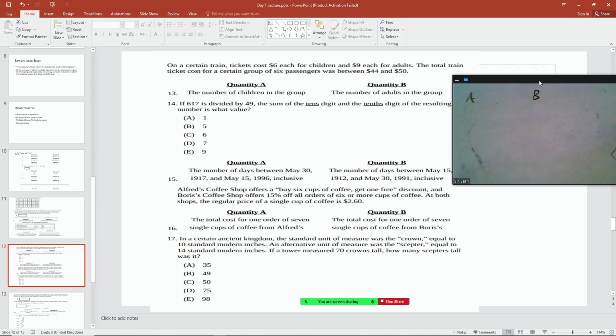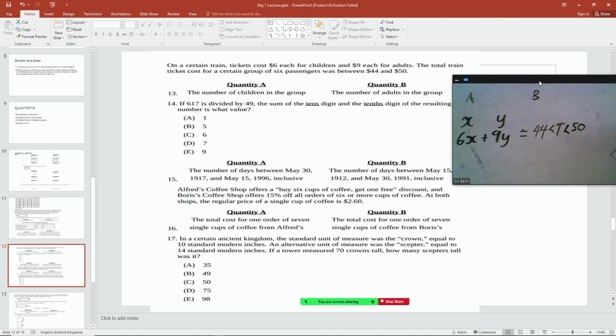Question 13: on a certain train, a ticket costs $6 each for children and $9 for adults. The total train ticket cost for a certain group of 6 was between 44 and 50. So you are finding the number of children and the number of adults. All we know is that the total is supposed to be in the range. There are 6 people, so if children is X, adults will be Y. So 6X plus 9Y should be in the range of 44 less than total T less than 50.